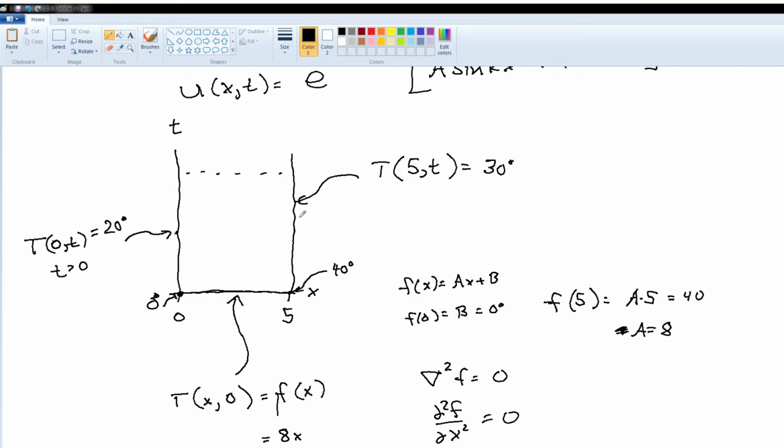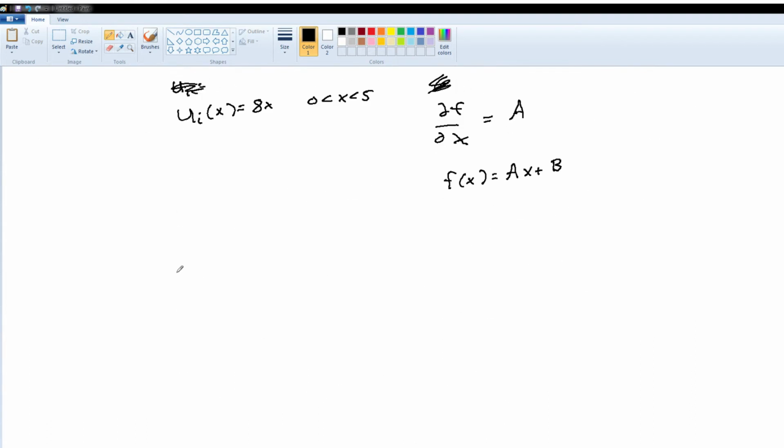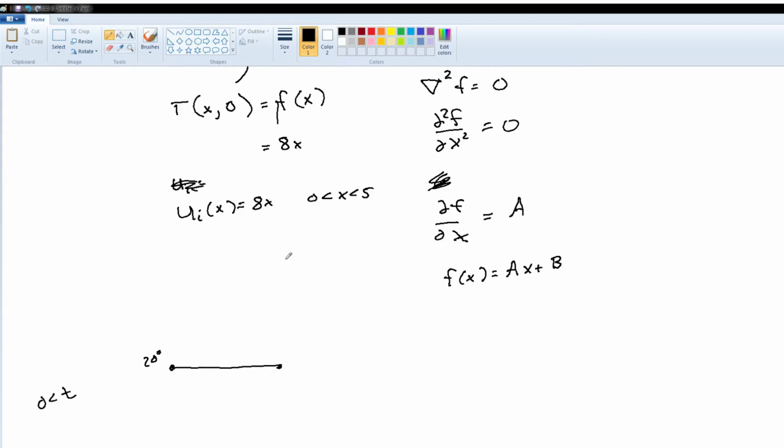And eventually, in the long run, as t goes to infinity, we're going to get a steady state, right? So what would that be? So now we're finding the final steady state. Remember that we're going to hold the left endpoint of the rod at 20 degrees. This is for time greater than 0. And the right endpoint, what was it? 30 degrees. All right.